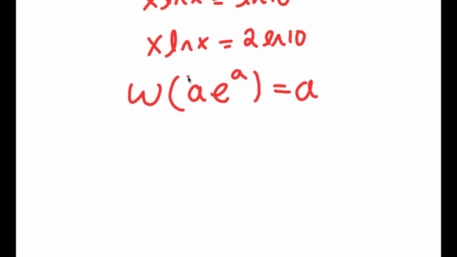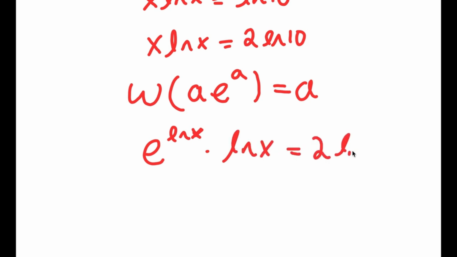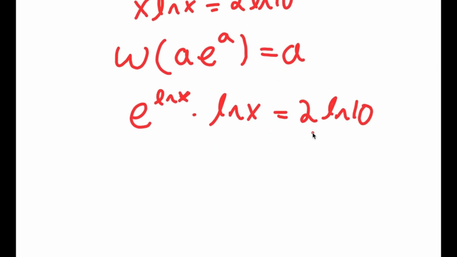So what I'm going to do over here is rewrite x as e to the power of ln of x, because the e and ln cancel out, and this results in simply x. So I'm just going to rewrite x as e to the power of ln x, and I have this times ln x is equal to 2 times ln 10. And now this is in the form a times e to the power of a.